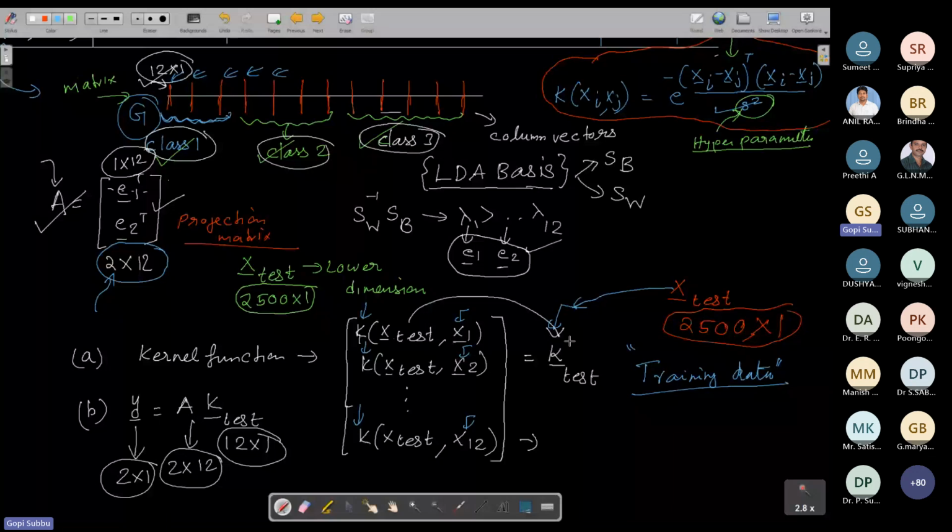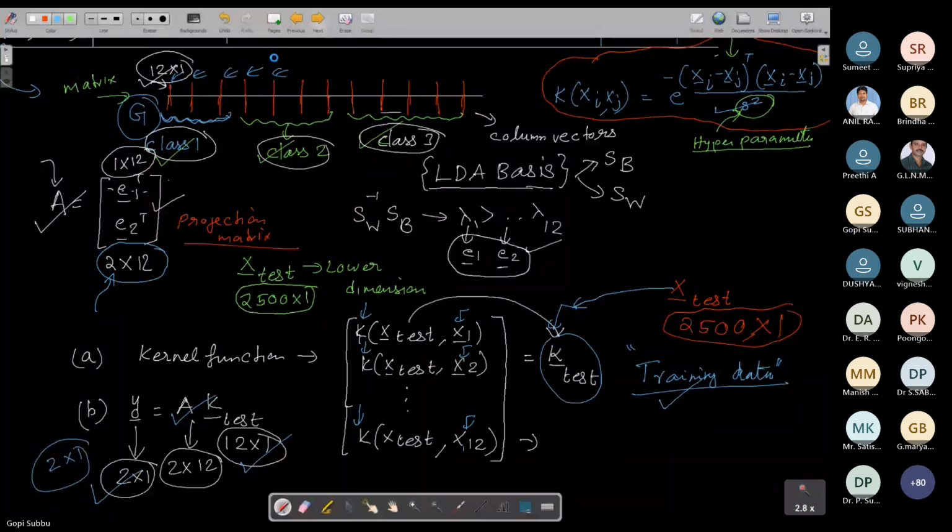This needs to be stored in your memory so that I can apply the kernel function K to the individual training data, so that the size becomes 12 cross 1. You multiply with that matrix A, which is of size 2 cross 12, so that it gets projected to 2 cross 1 here. I hope this is clear for everyone, right?